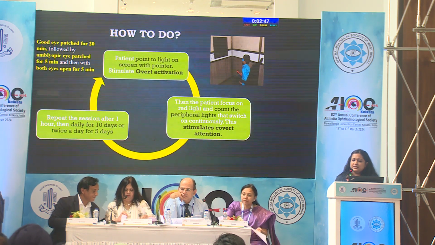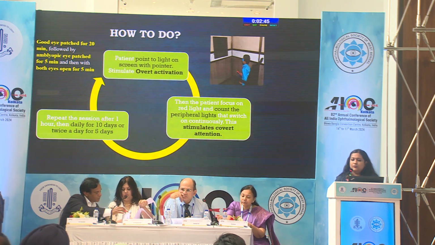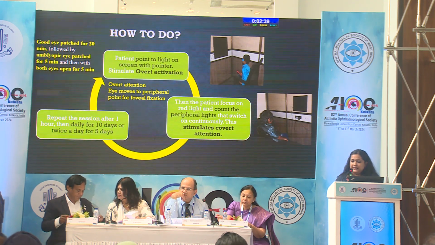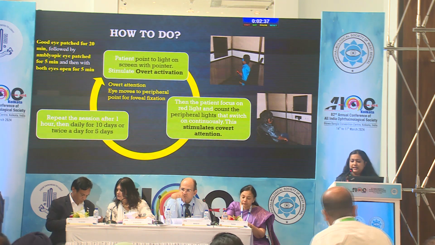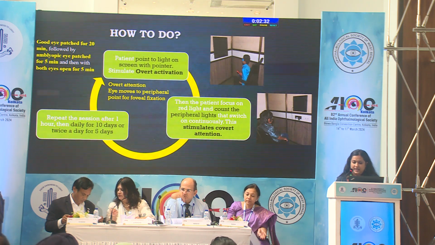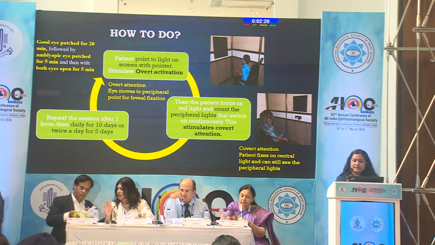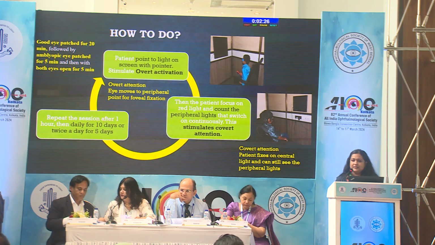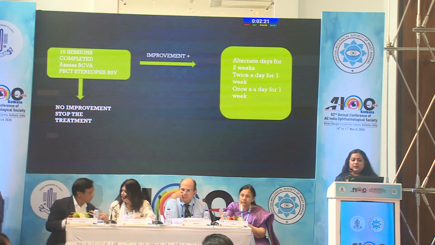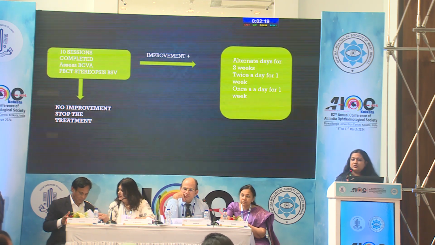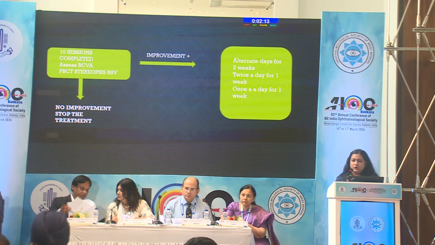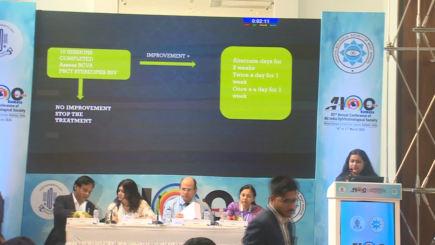First, the patient is asked to point to the light on the screen with a pointer, which stimulates the overt activation. In the second session, the patient will focus on the red light and count the peripheral lights that switch on continuously, and this stimulates the covert attention. These 2 sessions are repeated after 1 hour, then daily for 10 days or twice a day for 5 days. After 10 sessions are completed, we analyze the visual acuity, PBCT, stereopsis, and BSV. If there is improvement, the patient will go to the tapering dose, and if no improvement, we will stop the treatment.